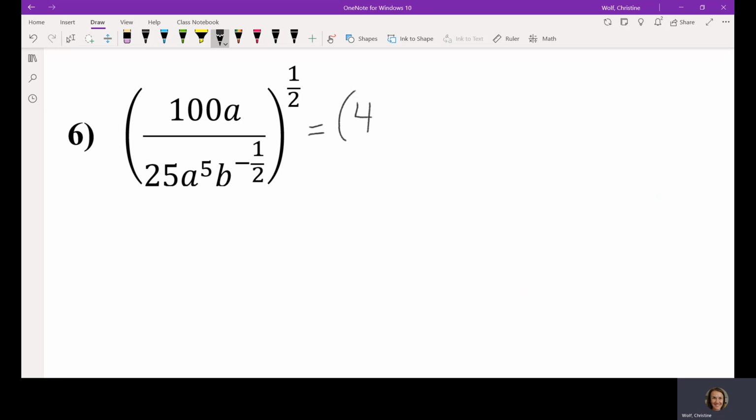Now the A's, who can help me? What did we get for the A's exponent? Blessing? -4, that's right, because there's a 1 here, right? 1 minus 5 is -4. Now what happens with the B?